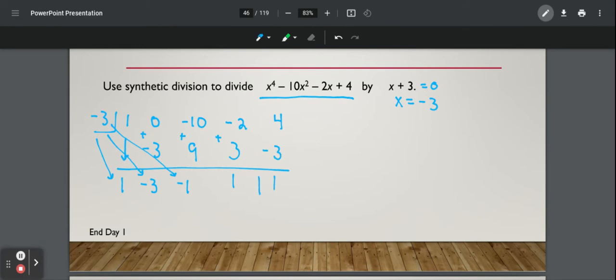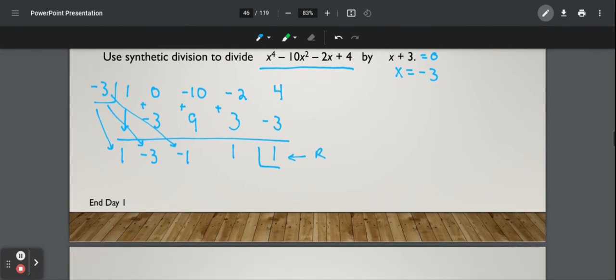And I always kind of put a little box on that last one, because this is my remainder. Now, with your synthetic division, we don't leave it in this form. You have to go back to polynomial form. So this is your x to the 0 term. This is your x to the 1, x to the 2, and x to the 3.